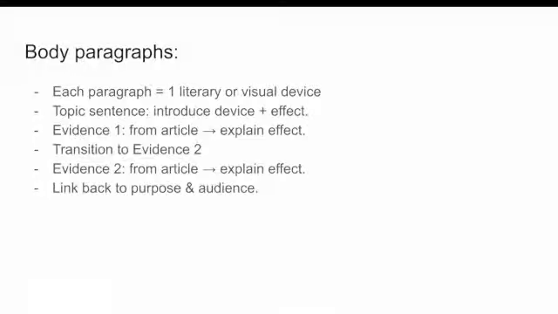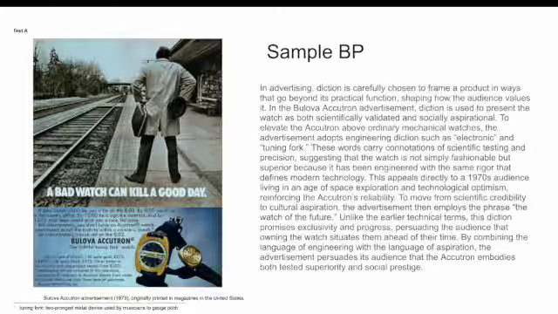So the transition to evidence 2 is basically just a one-liner connecting what you've just analyzed for the previous evidence and connecting it to the next bit of evidence that you're going to analyze. Both of these pieces of evidence should be focused on that one literary or visual device that achieves a specific purpose that you have outlined in the topic sentence. And then finally, you have a link back to the purpose and the audience. So let's have a look.